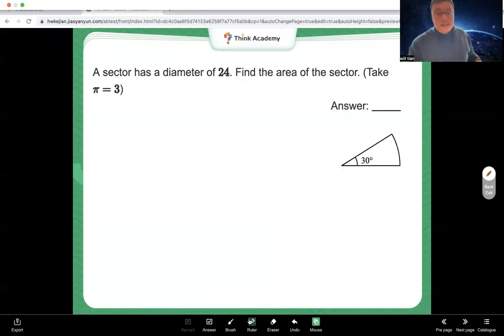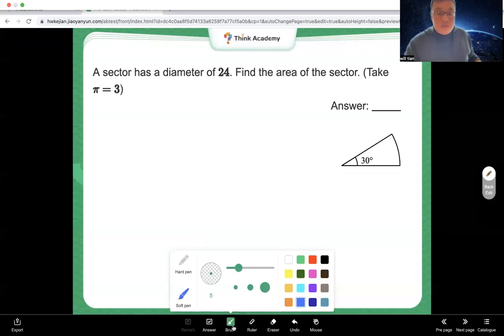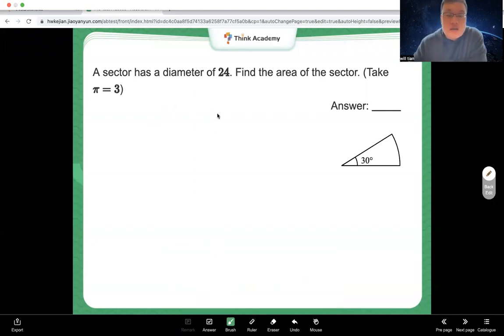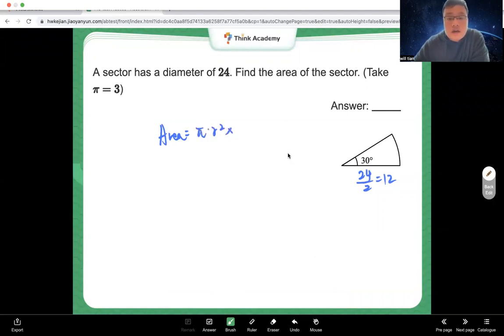Okay, one more. Actually, the method will be all the same. A sector has a diameter of 24. What's the area of the sector? If you know the diameter is 24, that means the radius will be half of 24, which equals 12. To get the area, we have to use the area of the whole circle, which is pi times by r squared. And then you have to times by the fraction of this sector to the whole circle. That will be 30 degrees over 360 degrees.